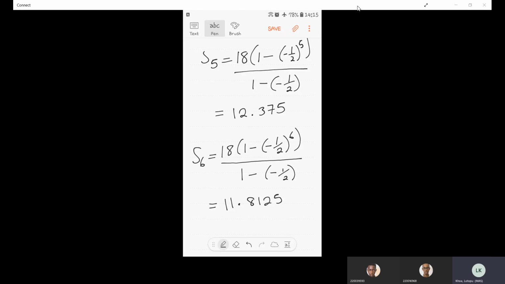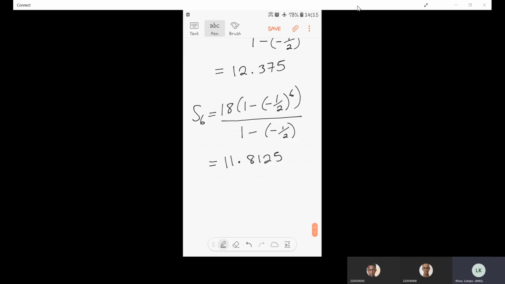Okay, so it seems a little strange that the sum of the first 5 terms is greater than the sum of the first 6 terms, but that is because some of the terms are negative. So when you add the next term, it subtracts from the total sum. So that's why your sum is less than the one with fewer terms.